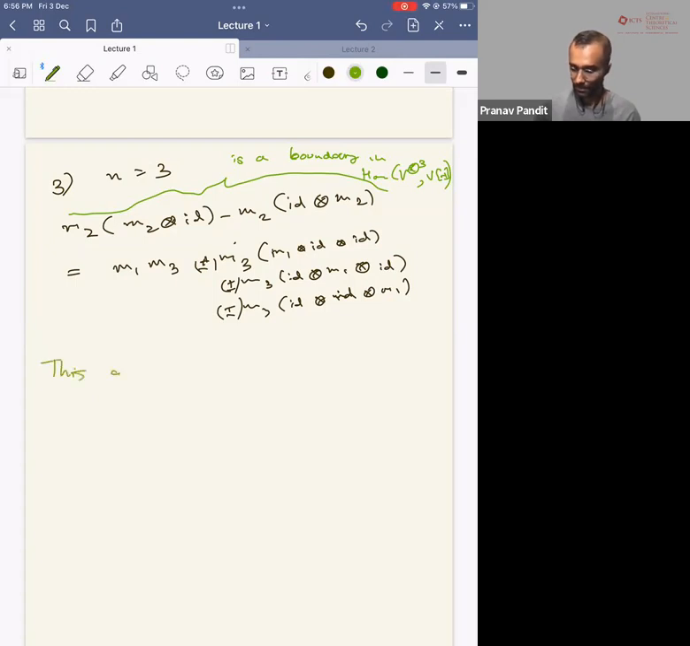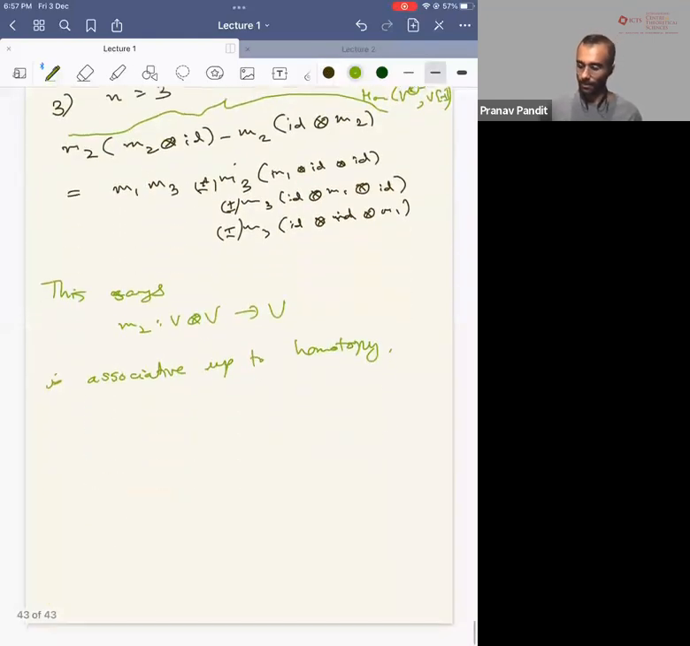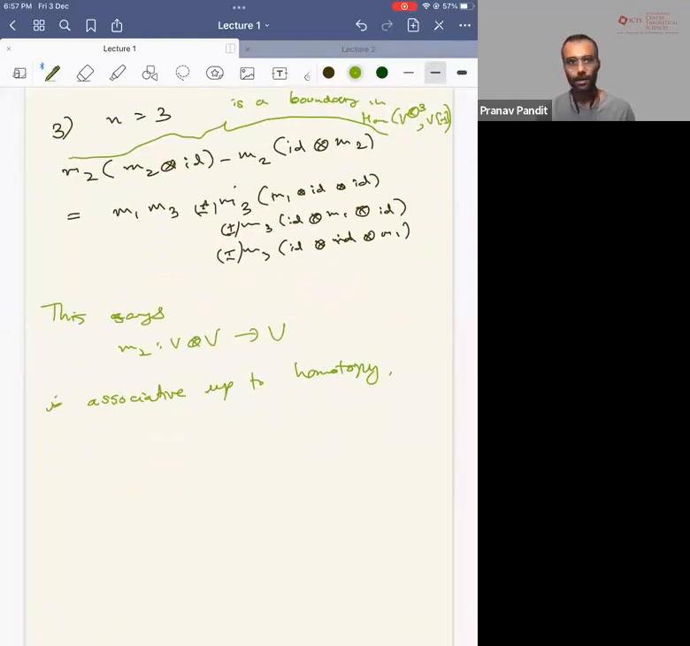This says that M2 from V tensor V to V is associative up to homotopy. Yeah. And now you can try to understand what M4 and so on mean. They don't have as obvious a meaning. They mean that the homotopies witnessing the associativity are associative up to higher homotopy and so on. So you can continue this all the way up. Right. So I gave you now two different ways.